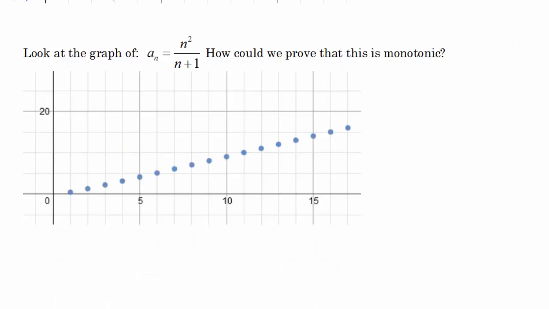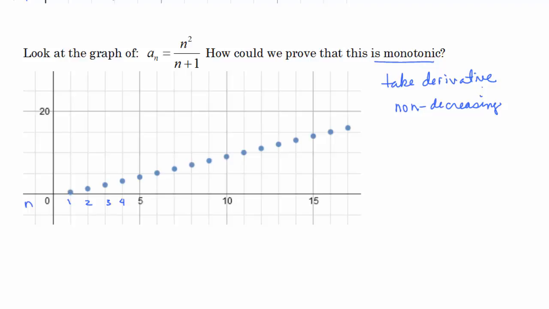Let's look at this graph. Again, remember, these are your n values, 1, 2, 3, 4, 5. So you can see that it's definitely increasing. That means it's non-decreasing. But how could we prove that this is monotonic? We can take the derivative, because we want to show that it is non-decreasing, which sounds like increasing, but non-decreasing.